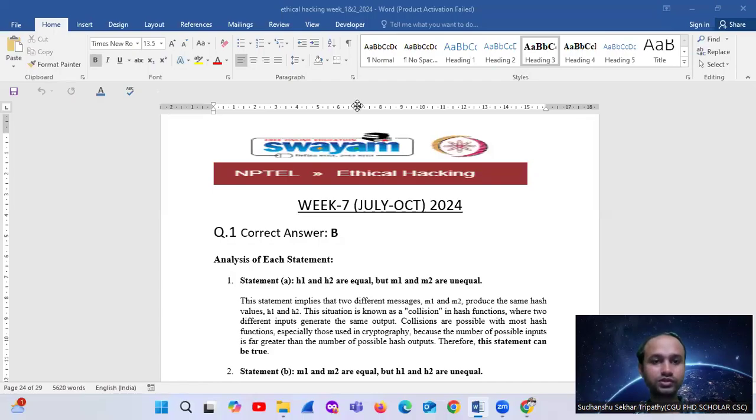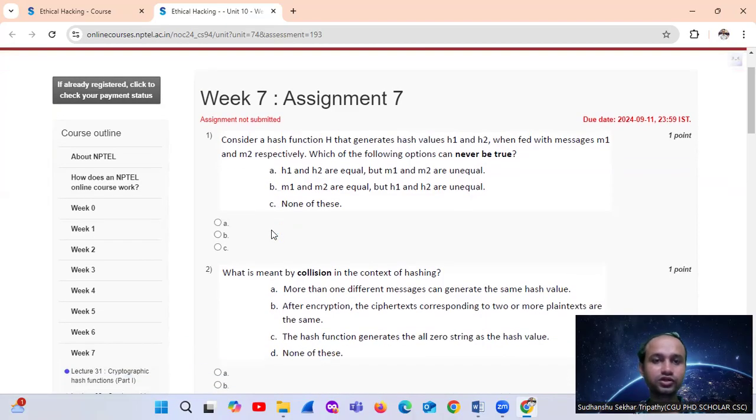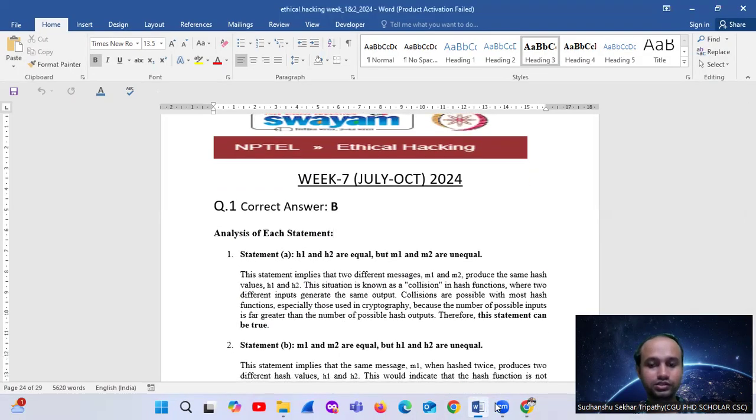हेलो वेलकम। आज हम देखेंगे कि एनपीटीएल इथिकल हैकिंग का वीक 7 असाइनमेंट नंबर 7। सो क्वेश्चन नंबर 1, कंसीडर a hash function h that generates hash values h1 and h2 when fed with messages m1 and m2 respectively. Which of the following options can never be true? Can never be true means okay. सो इसका आंसर हो जाएगा ओके ऑप्शन नंबर बी.